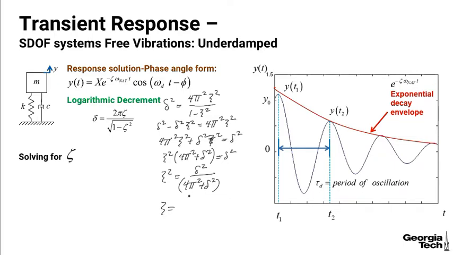Actually, we can take the square root of the numerator, and that just becomes the log decrement divided by the square root of 4 pi squared plus delta squared. So that's the result, and I wrote the result right there.